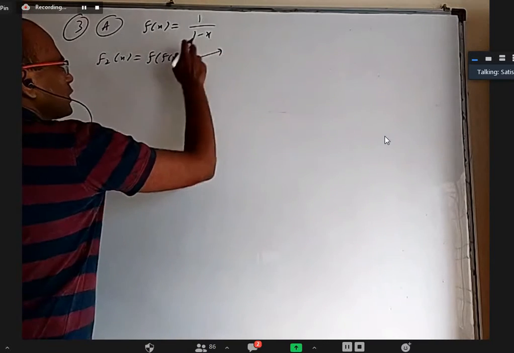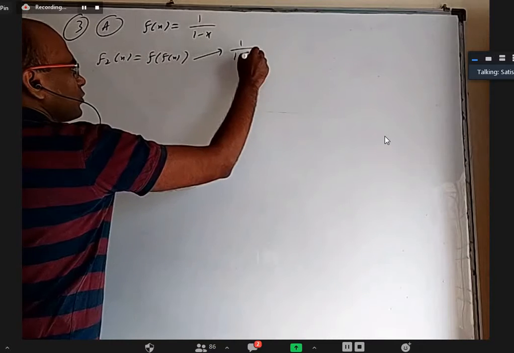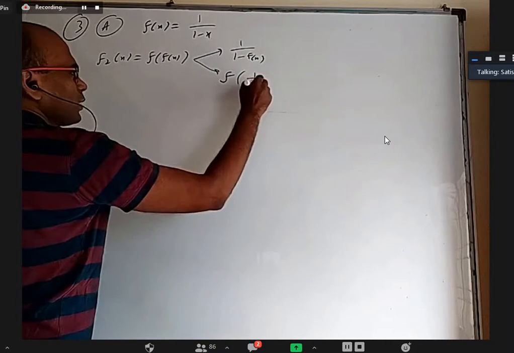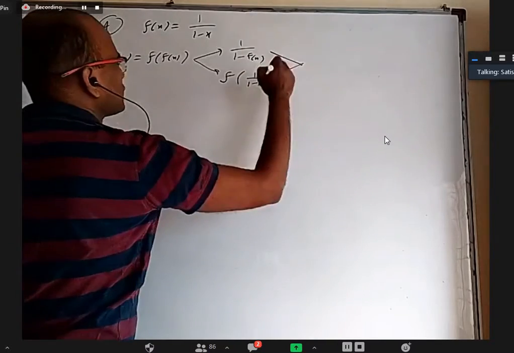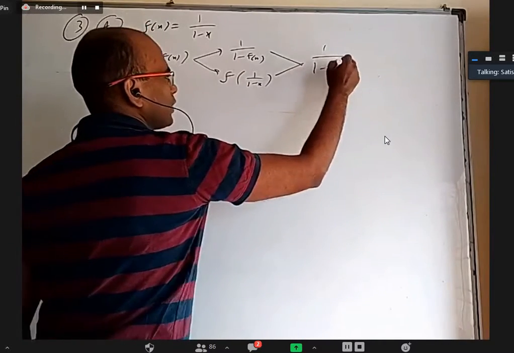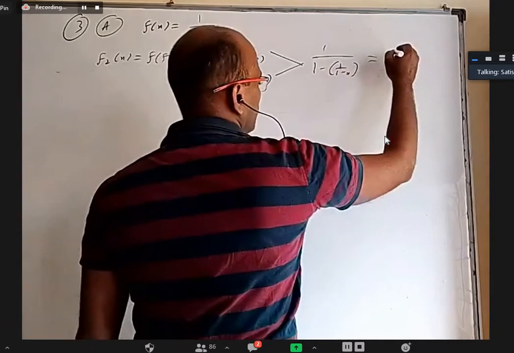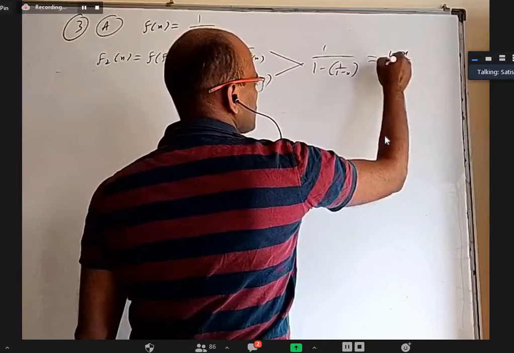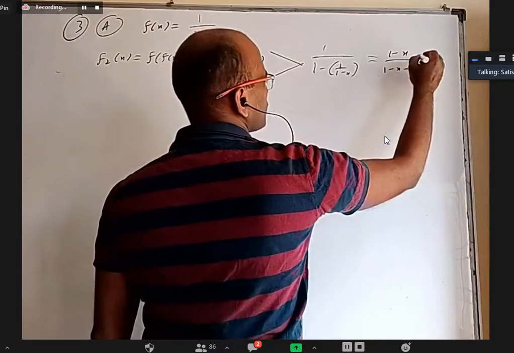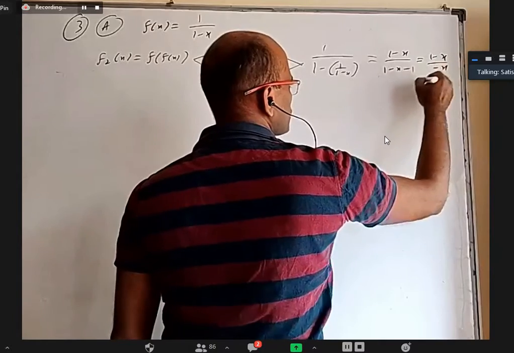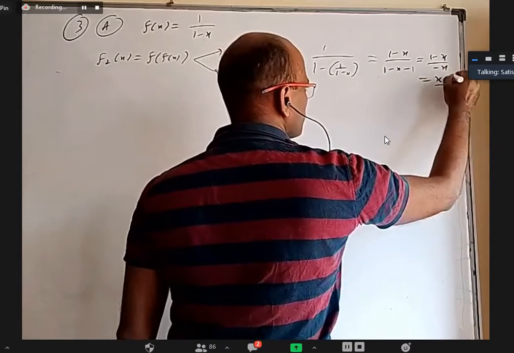Of course, somebody can substitute here one f of x like this, or first substitute the inner part as 1 by 1 minus x. Doesn't matter, either way it will give you 1 by 1 minus 1 by 1 minus x, which is 1 minus x by 1 minus x minus 1, that is 1 minus x by minus x, which is x minus 1 by x.